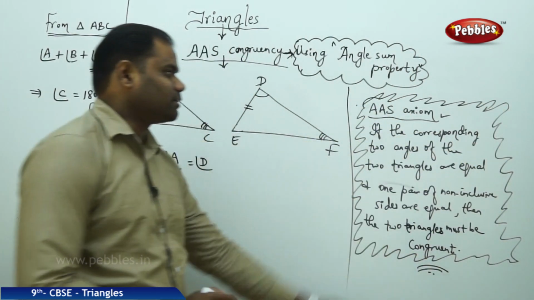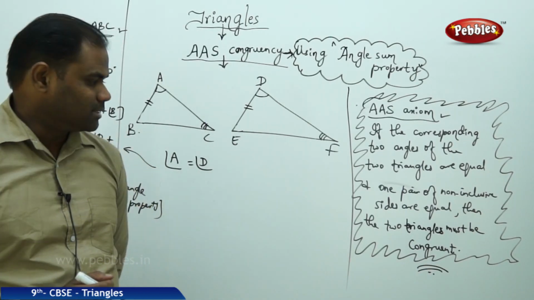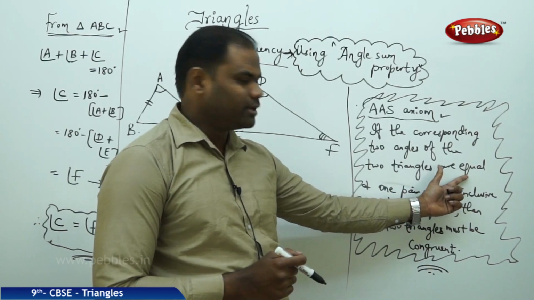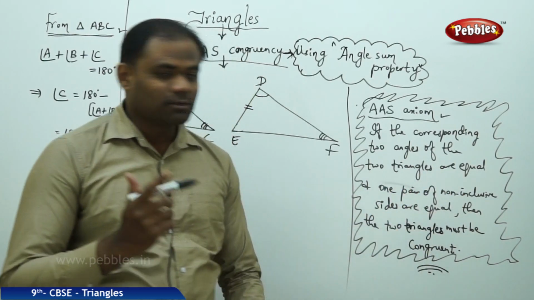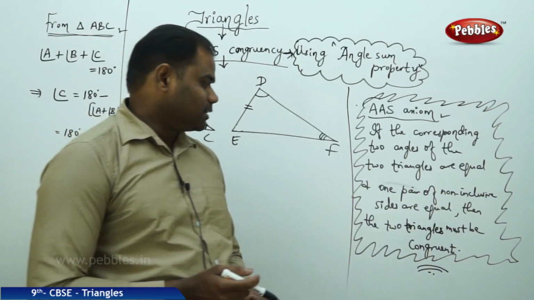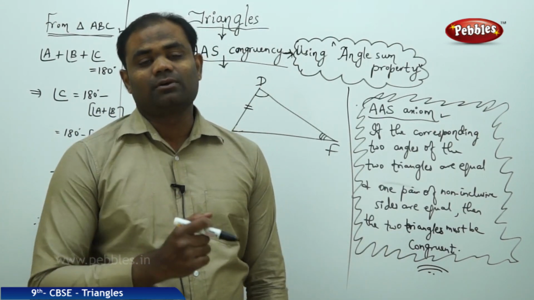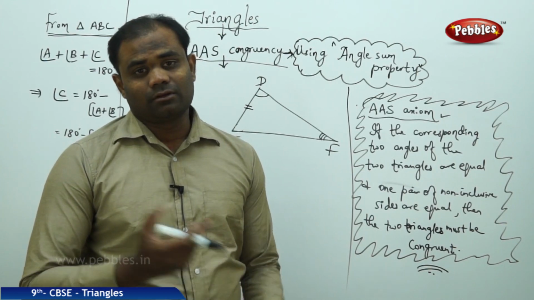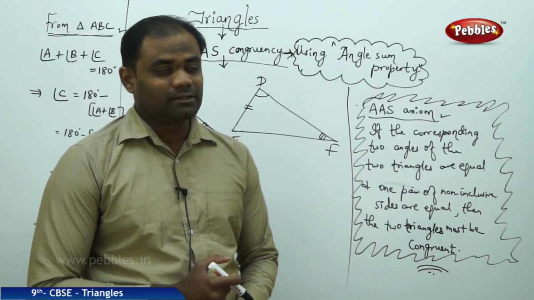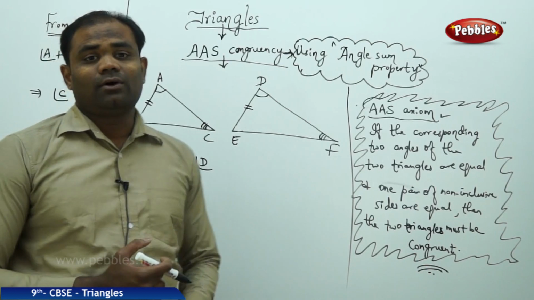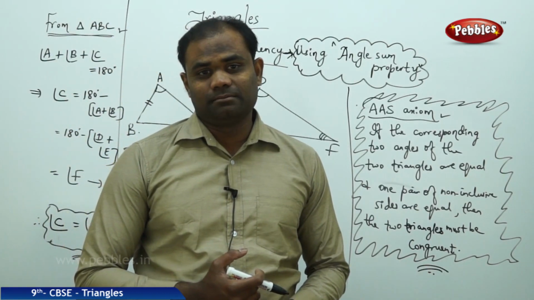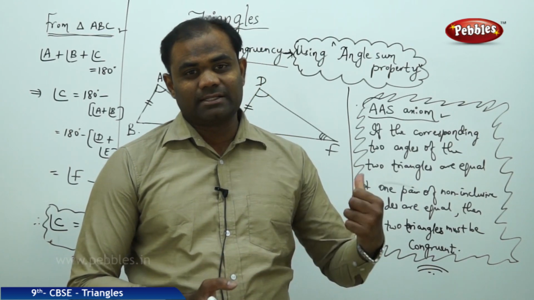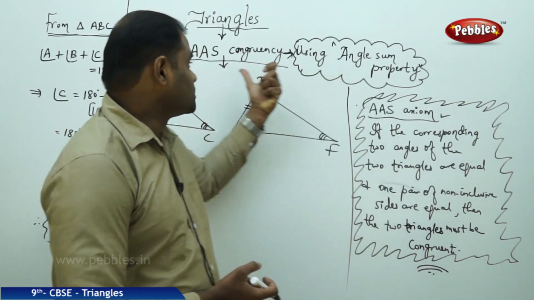This is how we understand the AAS axiom. If the corresponding two angles of the two triangles are equal and one pair of non-inclusive sides are equal, then the two triangles must be congruent. The sides can be inclusive or non-inclusive. It doesn't affect the ASA or AAS axiom. This can also be referred to as the SAA congruency rule.